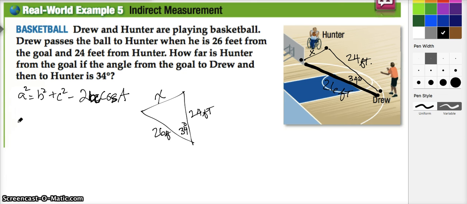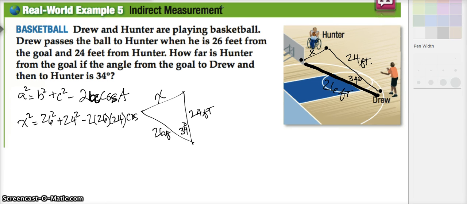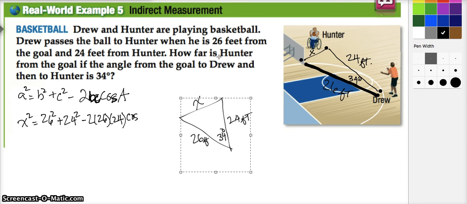So x squared is equal to 26 squared plus 24 squared minus 2 times 26 times 24 times, I'm sorry, cosine of, let's move this triangle away. You guys are so patient. I appreciate you. Times the cosine of 34 degrees.